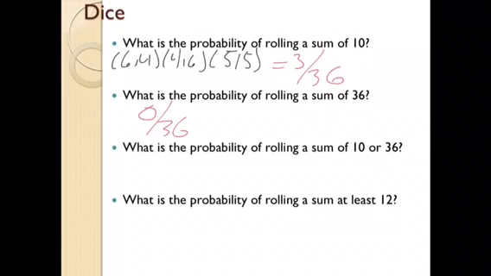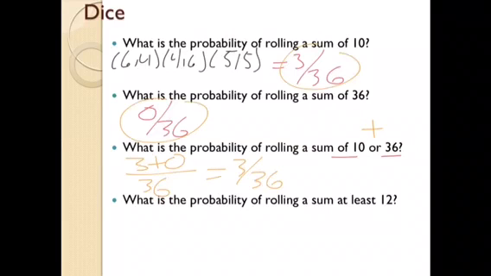For the next question, I want to get a sum of 10 or 36. Now remember, going back to our last unit, that the word or means to add our 2 things together. So in this case, I'm going to take my answer from part A and from part B and add them together. In this case, it's kind of unnecessary because we have 3 plus 0. But if it was a different number, it would affect our new probability. So our probability is the same, 3 out of 36.